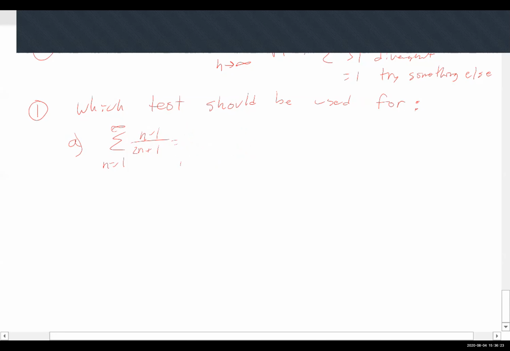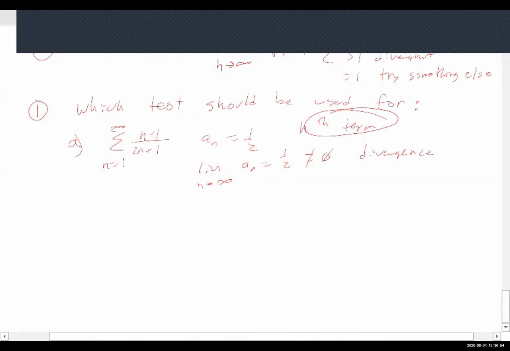So this thing actually has an asymptote, right? A sub n has an asymptote at 1/2. So the limit as n goes to infinity of a sub n here is equal to 1/2. Therefore, it is not equal to 0, therefore it diverges. What do we call that? We call that the nth term test or the divergence test. So this one is nth term for A, or divergence, however you want to call it.